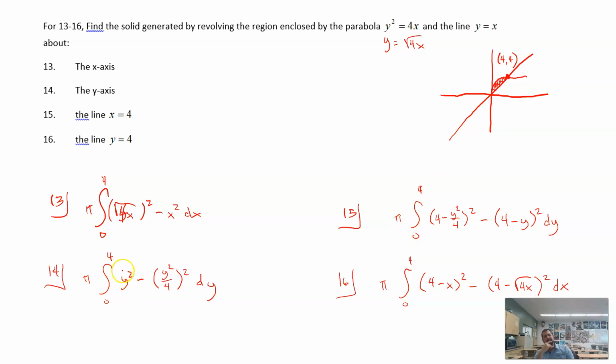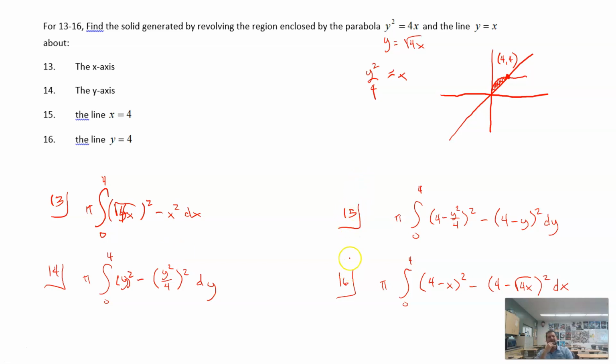On number 14, we're going around the y-axis, so I've got y squared because that's further away from the axis we're revolving around, x equals y. Minus, I did have to divide by 4 to get the x by itself, so x equals y squared divided by 4. So that is furthest minus closest, both of them squared.